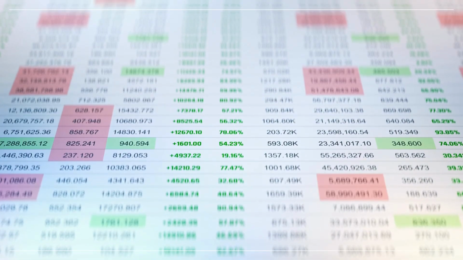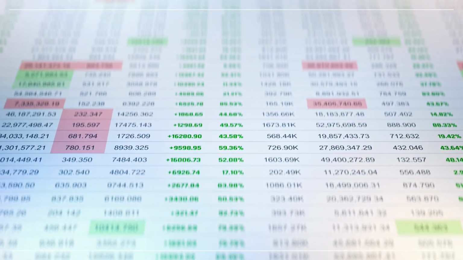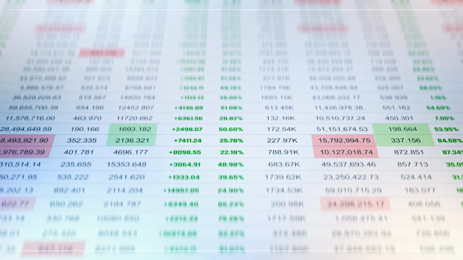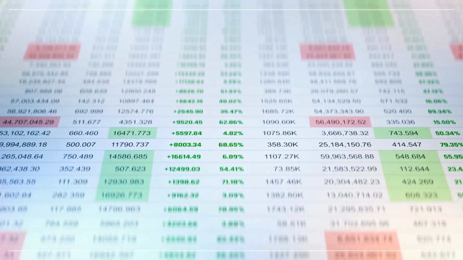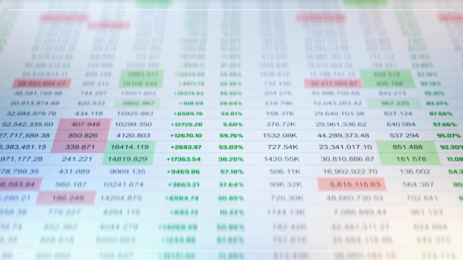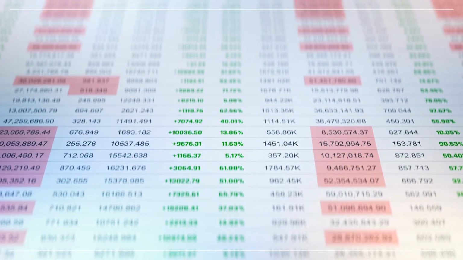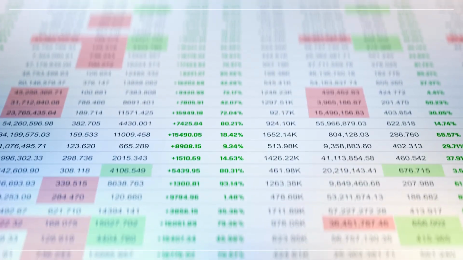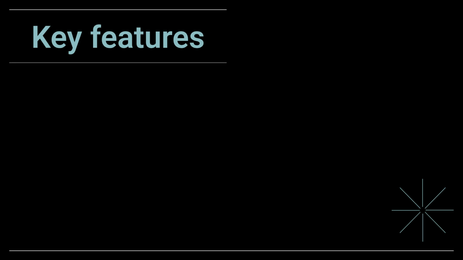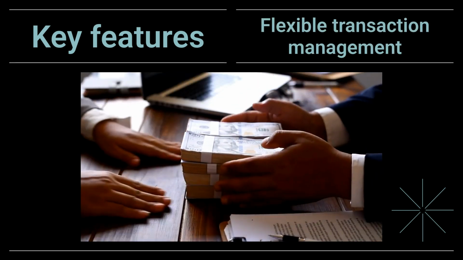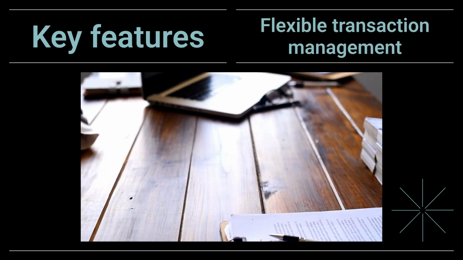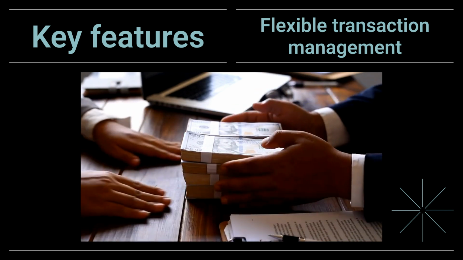Journals in Business Central act as temporary worksheets, allowing you to enter, review, and adjust transactions before they're posted to the general ledger or other relevant modules. Key features of journals include their role as a temporary holding area, flexible transaction management capabilities, and batch processing functionality.